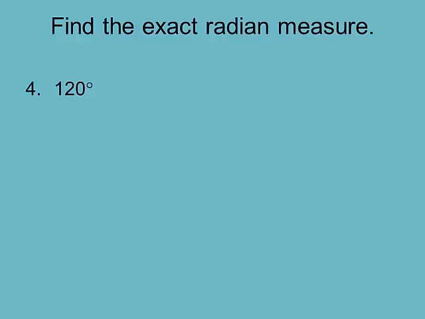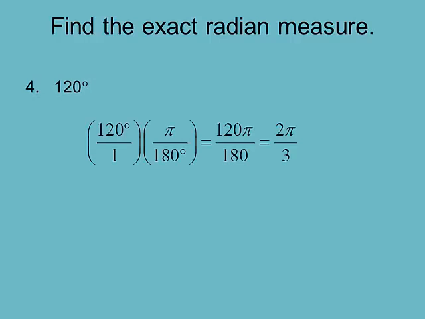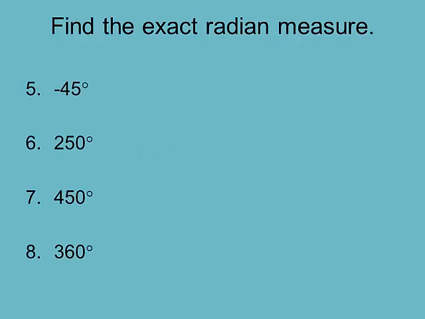And we can't seem to stop, so now we're going to do 120 degrees, and I'm going to, again, multiply by pi over 180 degrees. The degrees cancel, I end up with 120 pi over 180, 60 goes into both of them, and I end up with 2 pi over 3 radians is exactly the same as 120 degrees. There is no difference other than we're using different units to describe them.